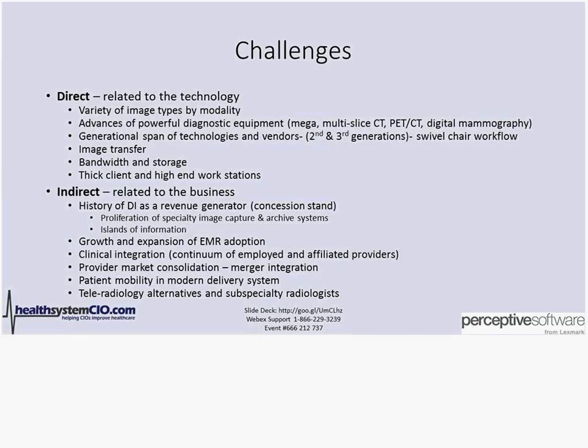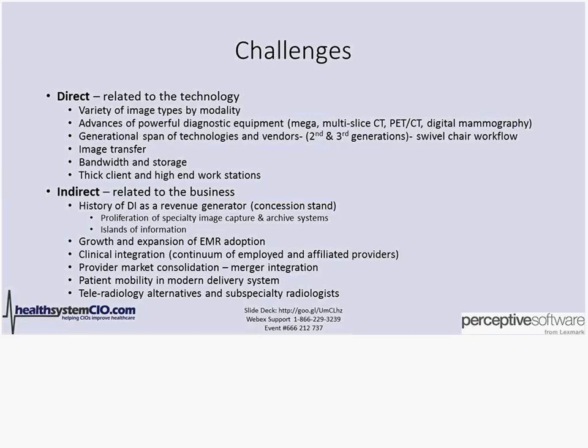Image transfer has become a challenge as patients become mobile. Their relationships with providers are becoming more diverse, and so the ability to move images from one location to another, instead of tucking them under your arm and throwing them in the backseat of the car on your way over. Discussed bandwidth and storage, and then certainly the workstations, the thick client and high-end workstations that continue to advance.